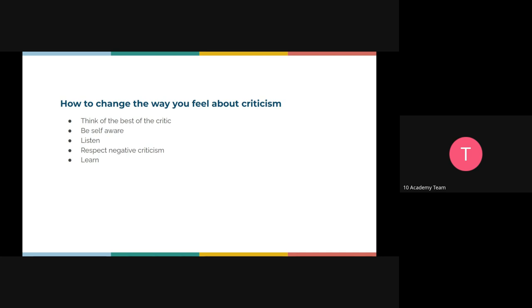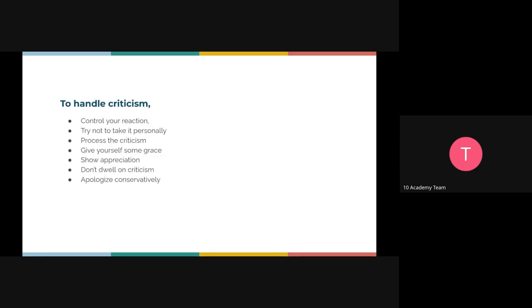And then also the last thing is to learn. Even though you may feel like you're losing confidence or credibility, don't lose sight of the lesson. Always know that there is a lesson behind every critique or feedback. So learn to understand that criticism is a lesson in a way. So try and change how you feel about negative criticism. Have a positive view to it.